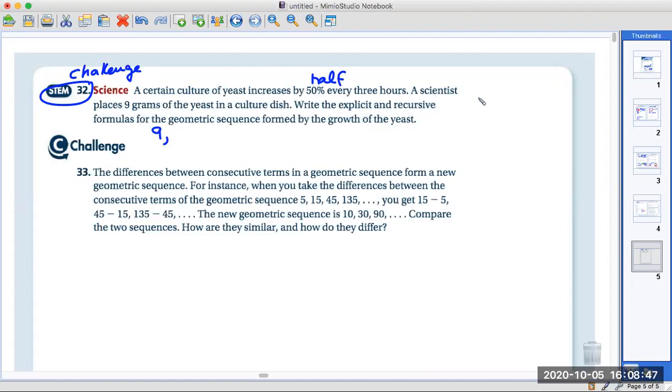So there's 9, whatever it is, yeast culture in this petri dish. What's going to be 3 hours later? How many are in there now? Think about it. It increases by half. What's half of 9? And then add it, right? So then you come up with the next term. You don't have to write recursive. And then try that again. What's the next one? How many are in the next one? Do a few, and then you need to write the explicit formulas.